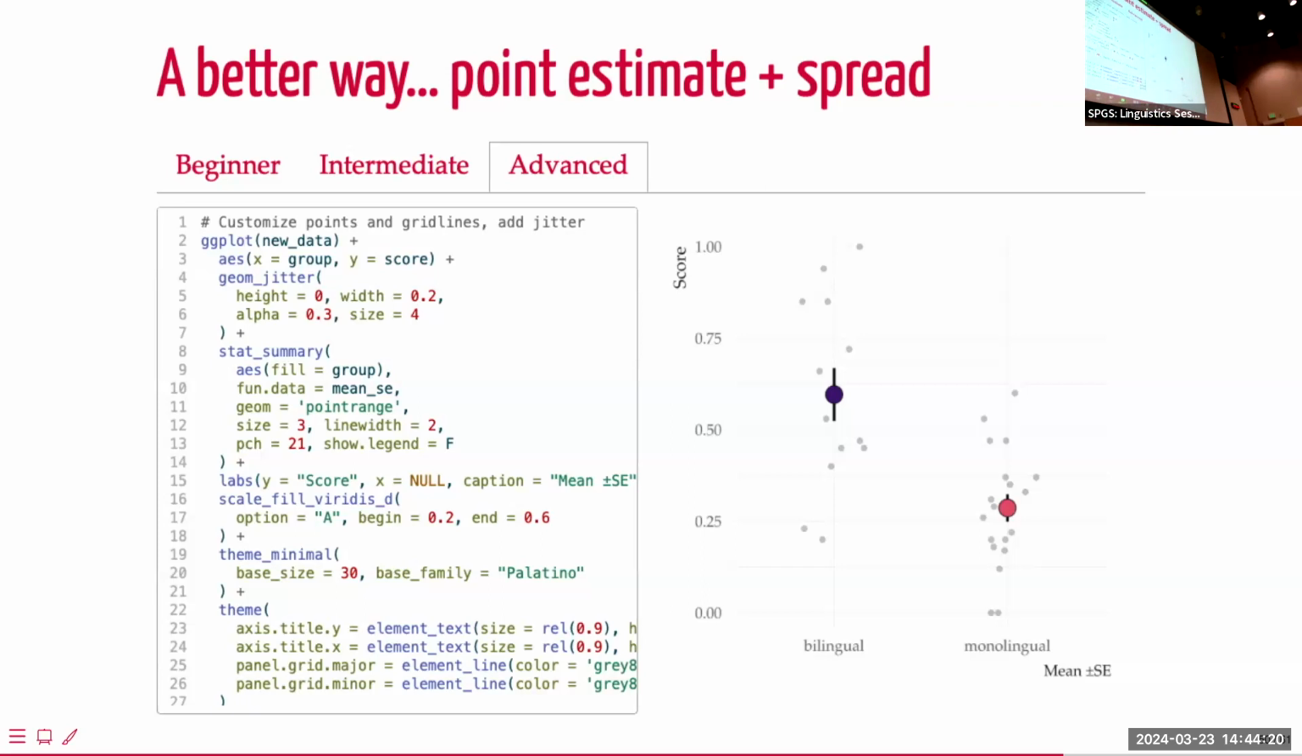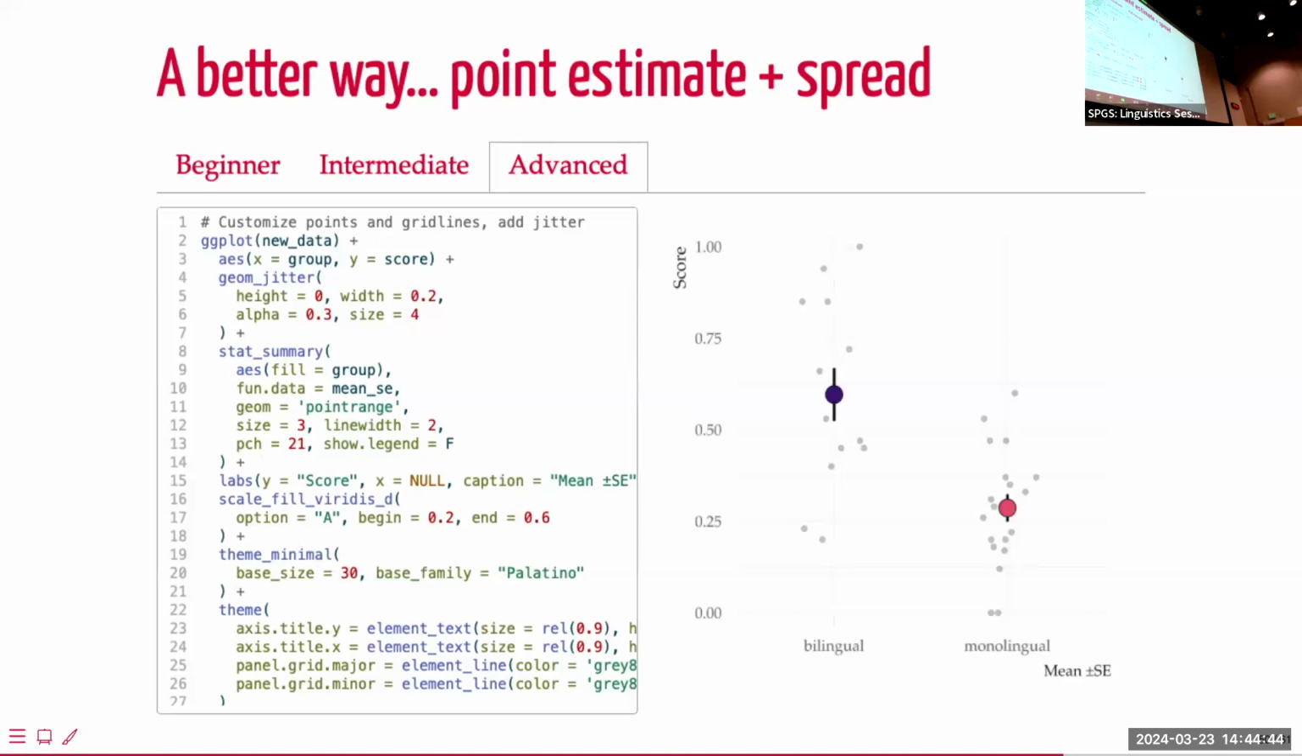I did the jitter. Again, I moved the aesthetic for group inside of the stat summary just to show you that you can put this anywhere you want, right? So this is how we're going to deal with the fill inside of the colors here. Fun data, instead of the mean and the standard deviation, I did the mean and the standard error. There's a lot of different choices. That's something different. I'm still using the point range. So you see a point and then a range representing the standard error.